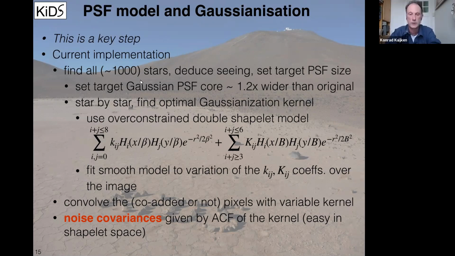What we do in KiDS is we find all the stars in a coadd, which is a square degree containing typically 1,000 stars that are bright enough for PSF measurements. You figure out what the seeing is and use that to set the target Gaussian point spread function size. Typically, we make the core of that Gaussian a little bit wider than the core of the PSF that we have on the images, because we're going to be moving flux from the tails into the core, and this is a nice compromise that stops you from really deconvolving aggressively and multiplying your noise.